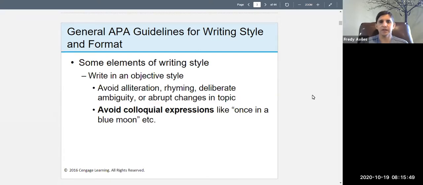Something like that, okay? Avoid colloquial expressions, right? Avoid things like once in a blue moon, or things like, oh, we killed two birds with one stone. Like, no, that is slang, okay? That is not the kind of writing that you use when you write a research article, okay? So avoid things like that.